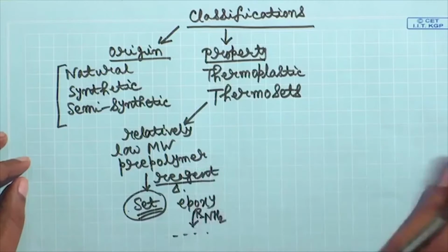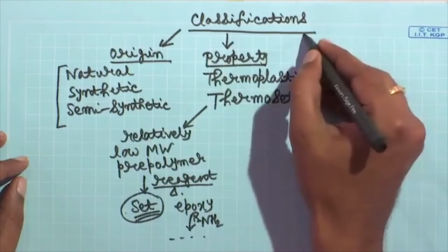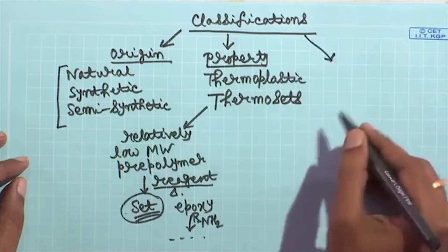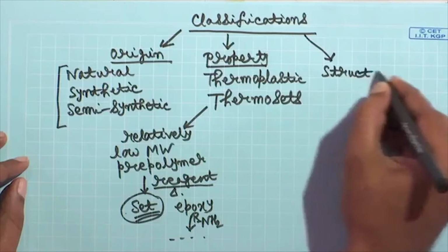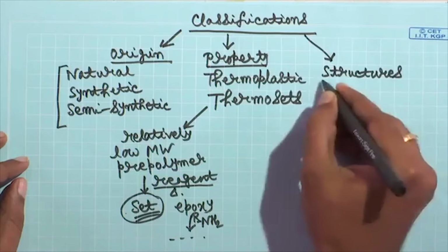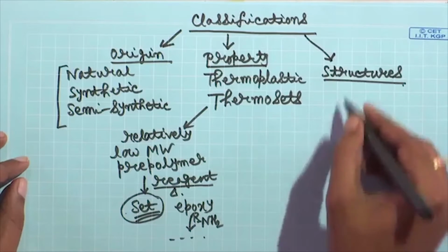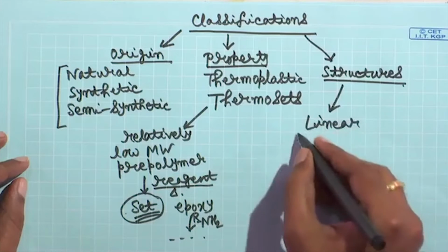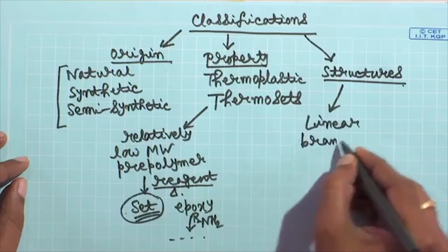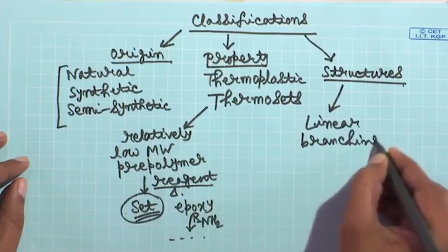And you can also classify on the basis of structures. It could be a linear polymer, or you can have some branching of the polymer, or you could have cross linking also.